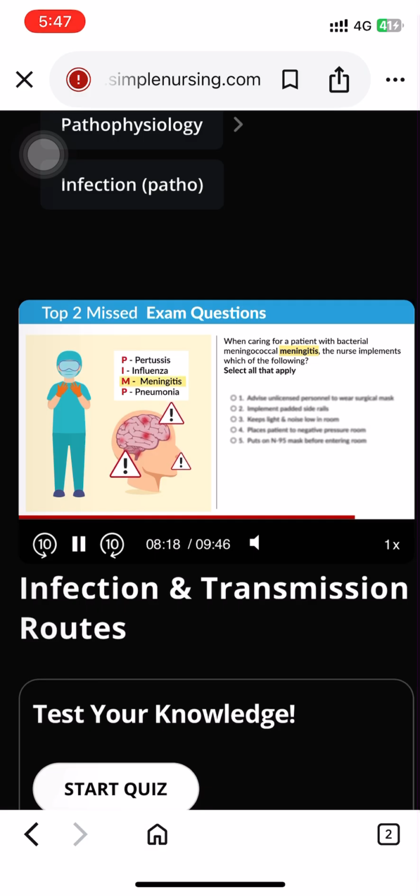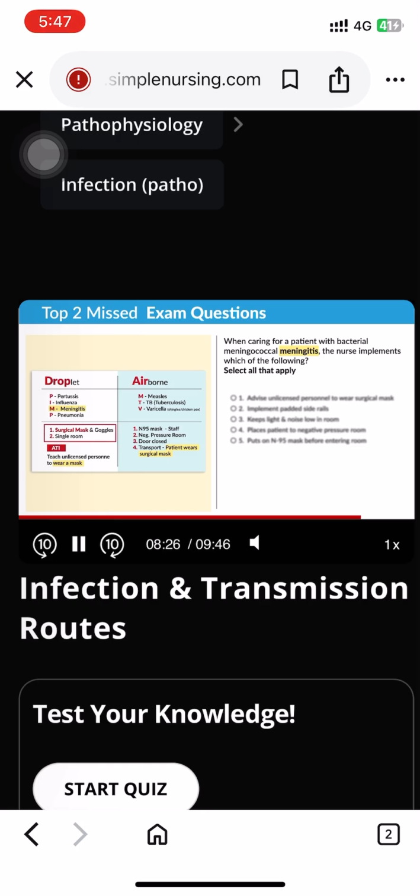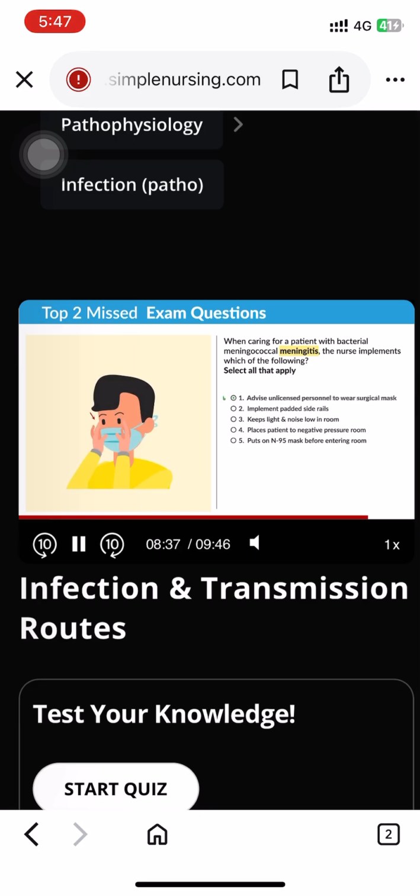So remember the M in our acronym PIMP stands for meningitis. And only a surgical mask and goggles, not an N95. So a surgical mask is required here, as well as a single room and not a negative pressure room. So option number 1, advise the unlicensed personnel to wear a surgical mask. Yes, the key term there is surgical mask, not N95.